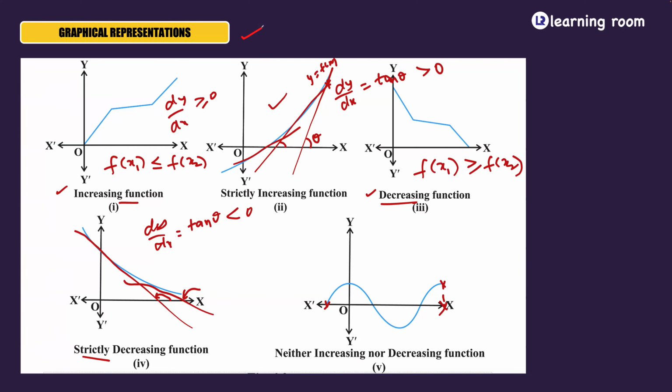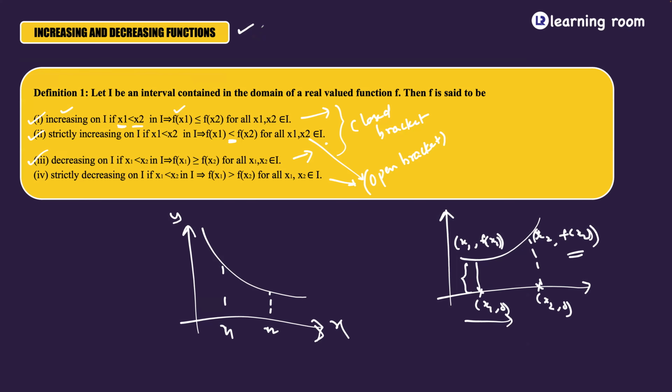What are they? The first one, when you look at the value of x1 and x2 and the corresponding y1 and y2, if x1 is less than x2, and f of x1 is less than or equal to f of x2, you call it increasing. If f of x1 is strictly less than f of x2, you call it strictly increasing. Similarly, if x1 is less than x2 and f of x1 is greater than or equal to f of x2, you call it decreasing. And if f of x1 is greater than f of x2, you call it strictly decreasing.